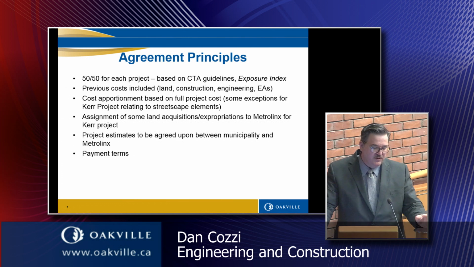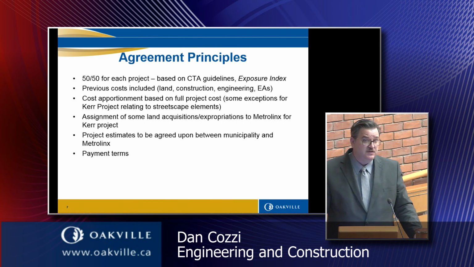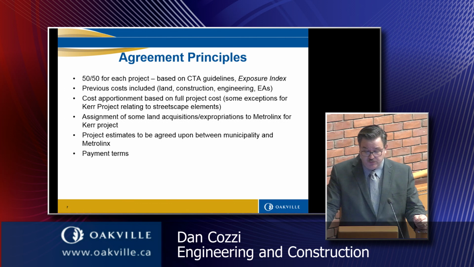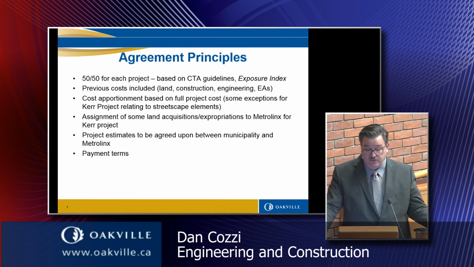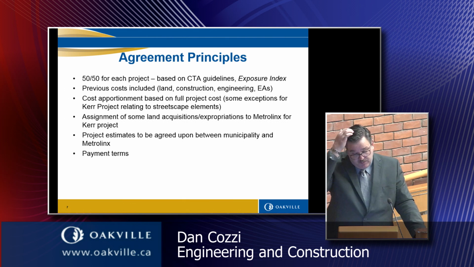But the main recommendation is that you delegate the authority to execute the agreements with Metrolinx to the CAO and the town solicitor based on the fundamental principles outlined in this report, which are 50-50 for each project based on CTA guidelines. Previous costs are included in the project, so that's relating to any land that we acquired on either project, construction costs that we incurred before, engineering, and the EA costs. That all gets thrown into the calculation. The cost apportionment is based on full project costs, but there are some exceptions for Kerr.